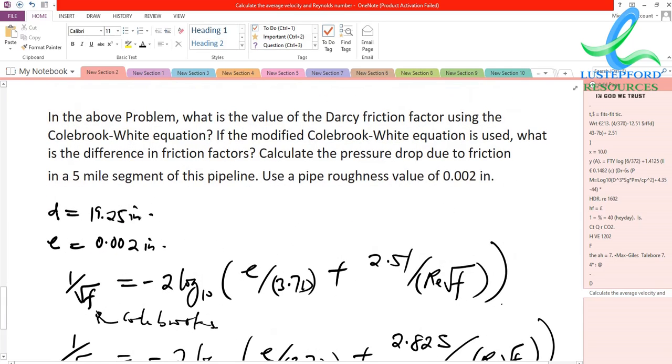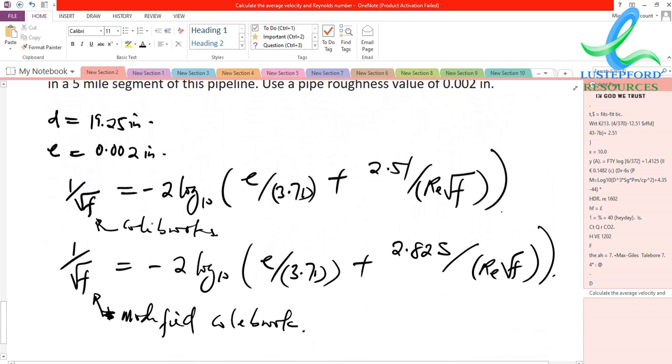So this unit is the same unit, so it will cancel out. This is inches, this is in inches, it will cancel out. These ones are dimensionless, so it will work out well.